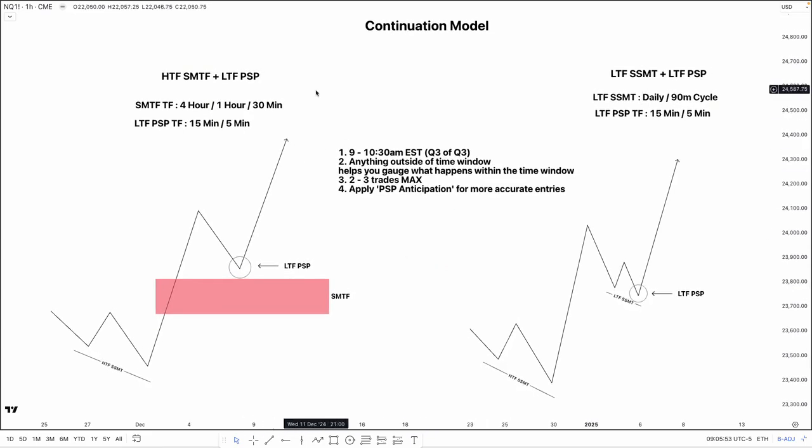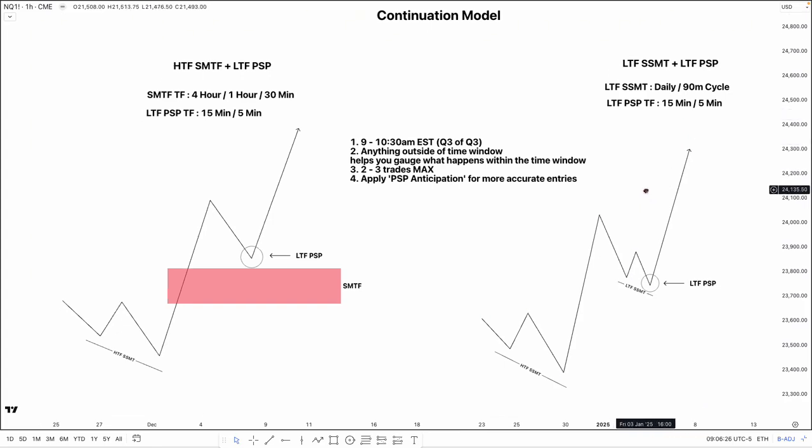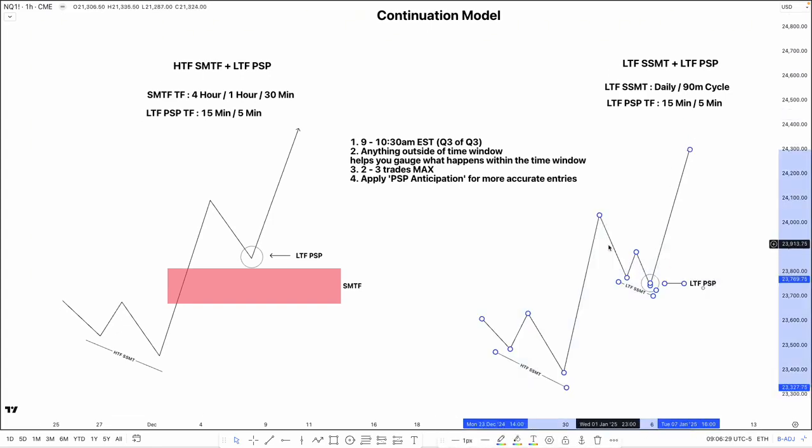So just to recap, our continuation model, we can break it down into two different models within the one. The first one is a higher time frame SMT fill on the 4 hour, 1 hour, 30-minute chart, paired with a lower time frame precision swing point on the 15-minute or 5-minute chart. And we have what this looks like here. And then the second scenario is the lower time frame sequential SMT, the daily or 90-minute cycle. And then we have our lower time frame PSP again, on the 15-minute or 5-minute time frame. And we have this here.